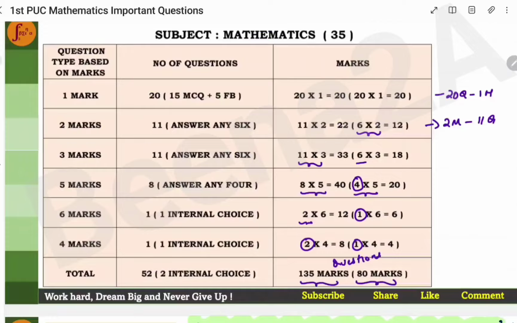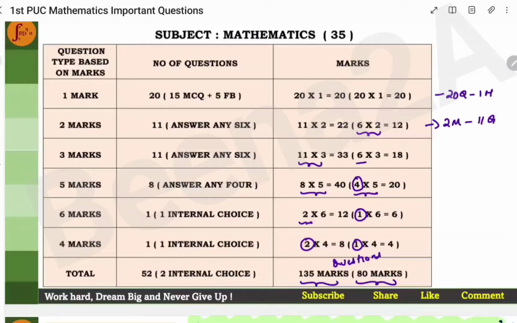Now, as per blueprint, you'll get 1 markers for 20 marks, which is part A. And in part B, you're going to get 11 questions, out of which you need to answer 6. And in part C, you're going to get again 11 questions, out of which you have to answer 6 questions. And in part D, you're going to get 8 questions, out of which you have to answer 4.